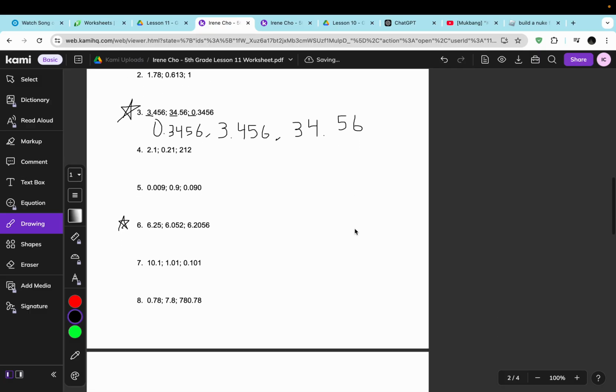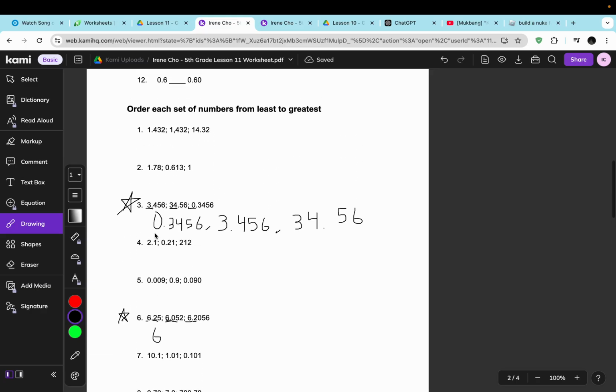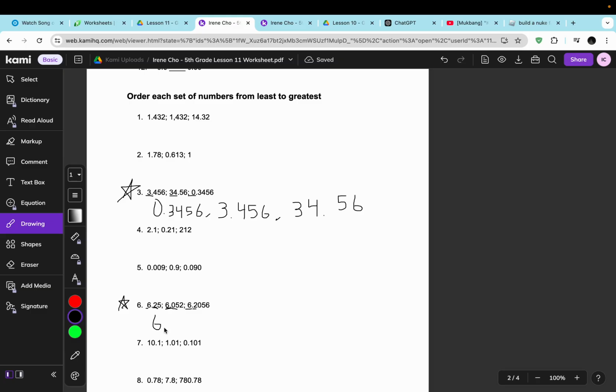So I'll do another one. So it says 6.25, 6.052, and 6.2056. So we have to look at the number before the point again. So it's a 6 for all of them. So after that, we have to look after the decimal point and see the number. So it's a 2, it's a 0, and it's also a 2. So we know that since 0 is less than 2, we already know the first number for ordering the set of numbers.